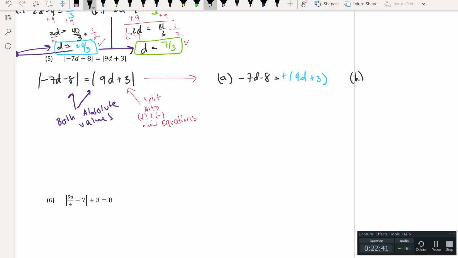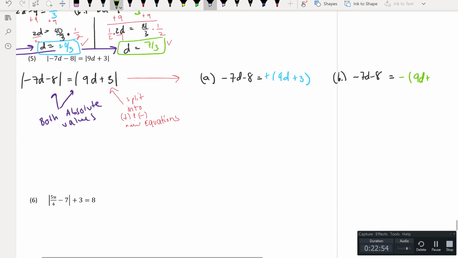Okay, so I've just split it into the positive value of it. Now for part B, I'm going to have the exact same value, negative 7d minus 8 is equal to, and remember now I'm going to split it to the negative of 9d plus 3. Notice how it's really important for me to put it inside parentheses because it's more than one value. So whatever is in front of it, whether it's a positive one or a negative one, it gets distributed on the inside.